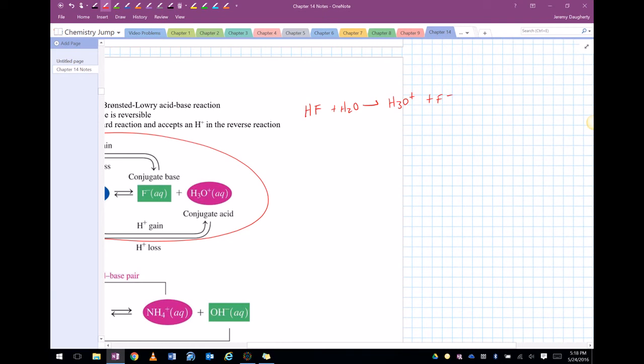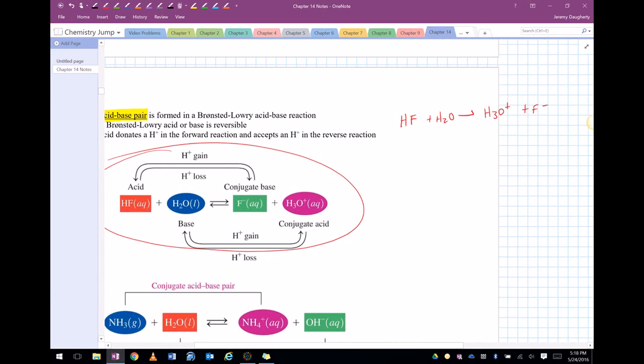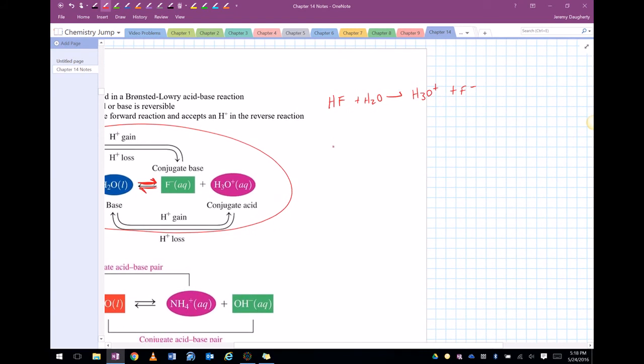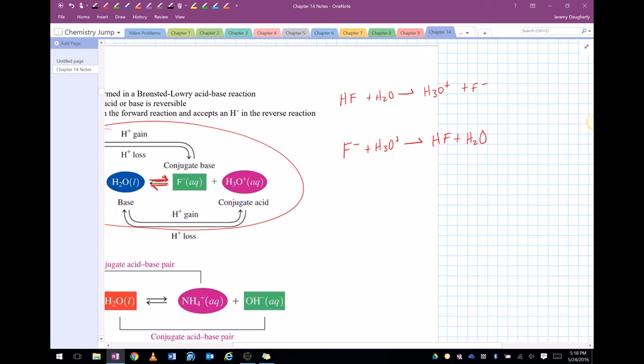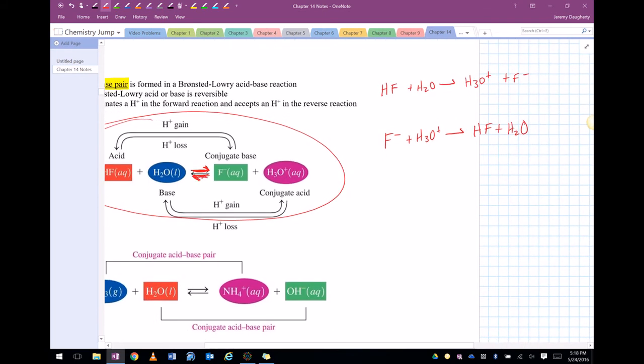Now, I'm going to write the opposite reaction. So I did this top arrow, the arrow to the right. Now I'm going to do the arrow to the left, but I'm going to write it backwards. So here, write F minus plus H3O plus yields HF plus H2O. So what I did there is I wrote the reverse reaction.